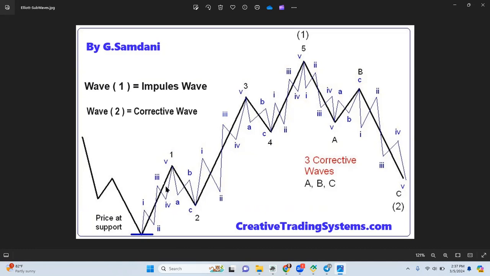That is wave one, an impulse wave, or we call it a motive wave, right? What is the motivation? The news, the fundamental. All of a sudden, good news, and the price starts to rise to a level. We will discuss later what exactly that level is and how to measure it. We will learn that in later videos, but this is just the basic phenomena.